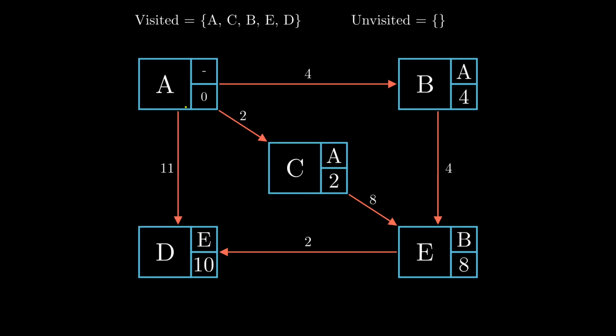And for D, we get rid of the edge from A because we only need the edge from E. And lastly for E, we remove the edge from C because we only need the edge from A. What we're left with is a graph that shows the shortest path between any two nodes in the original graph.